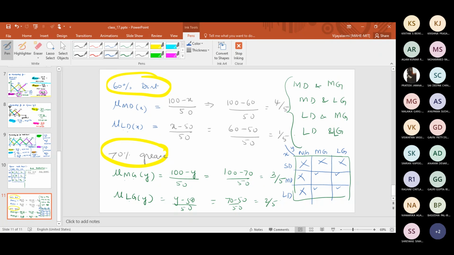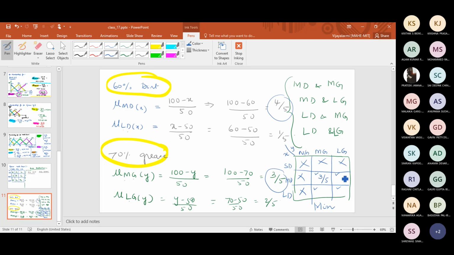So now the question comes, how to fill these 4? See here, this is very important. Now we go for the min composition. Min composition means, when you compare MD and MG, medium dirt and medium grease, medium dirt is 4 by 5, medium grease is 3 by 5. Out of these, you write the min, so you fill the min value here. That is 3 by 5.